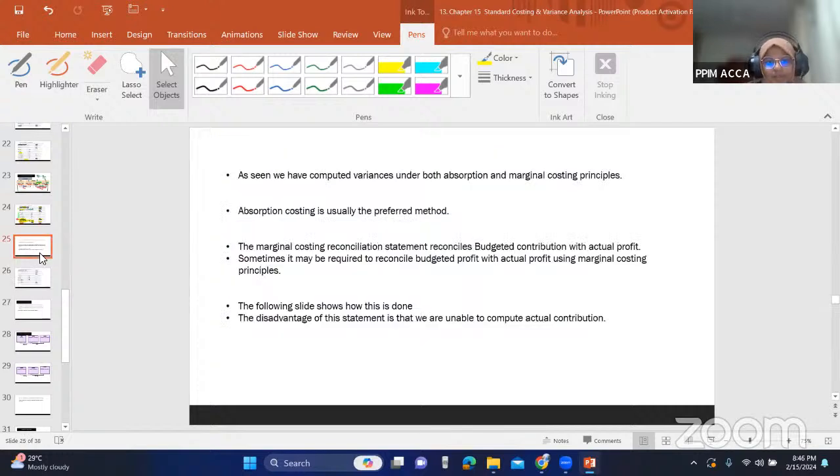Okay. So this slide, I'll just go through it. It says here, as seen, we have computed variances under both absorption and marginal costing. Usually we prefer absorption costing. And then, as I said, marginal costing reconciliation reconciles budgeted contribution with actual profit. But sometimes it may be required to reconcile budgeted profit with actual profit.